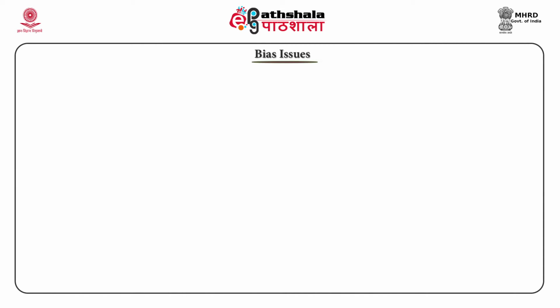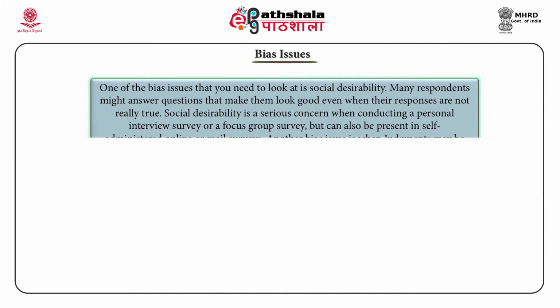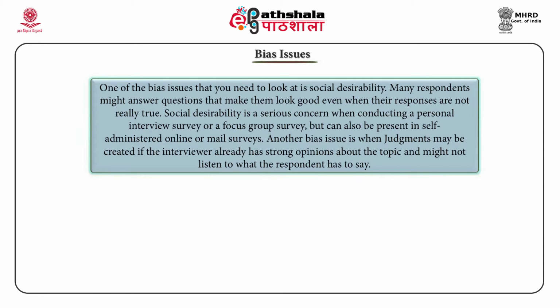3. Bias issues. One of the bias issues that you need to look at is social desirability. Many respondents might answer questions in ways that make them look good even when their responses are not really true. Social desirability is a serious concern when conducting a personal interview survey or a focus group survey, but can also be present in self-administered online or mail surveys.